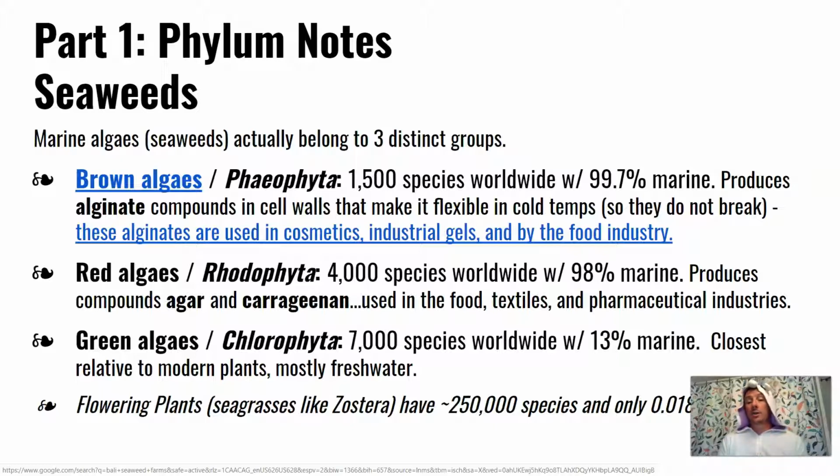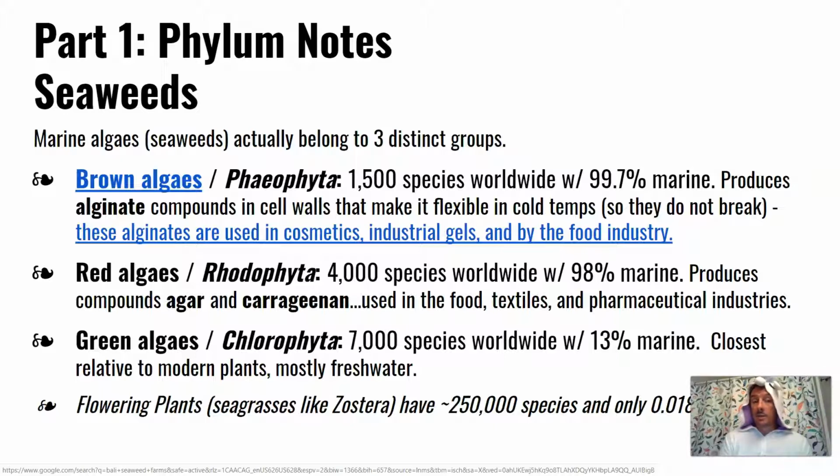And these alginates are used by us humans in a lot of different things, in cosmetics, in industrial gels, in toothpaste, things like that as well, and in the food industry as kind of a thickener. It's used in salad dressings and other things like that. A lot of vegetarian and vegan alternatives use these alginates as thickening things instead of things like pectin. Okay. So those are the brown algae.